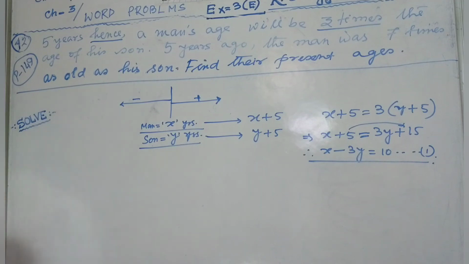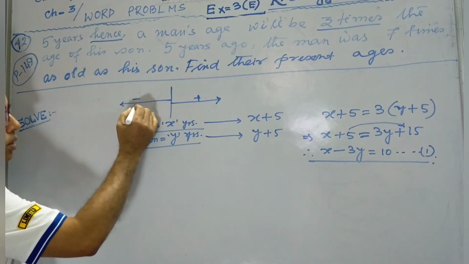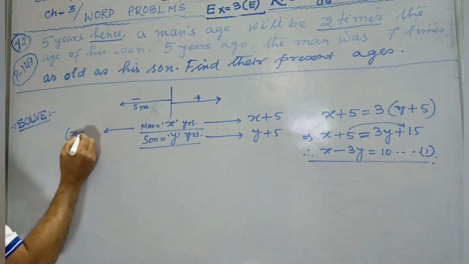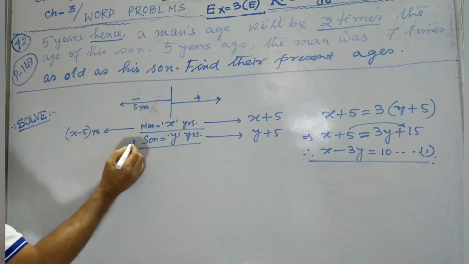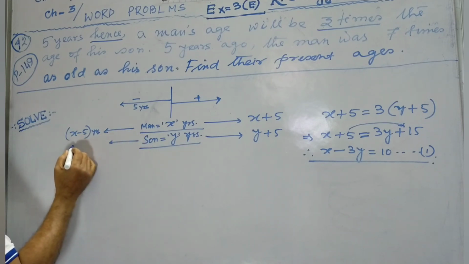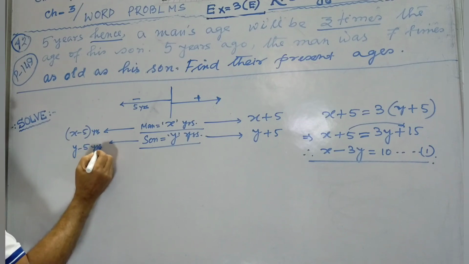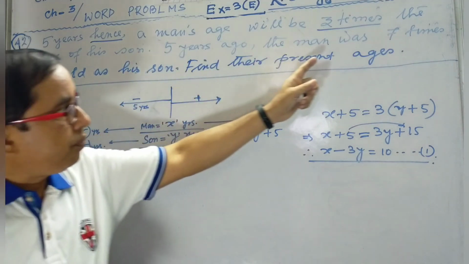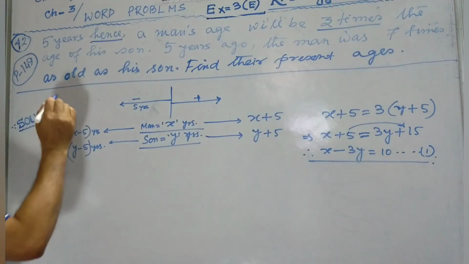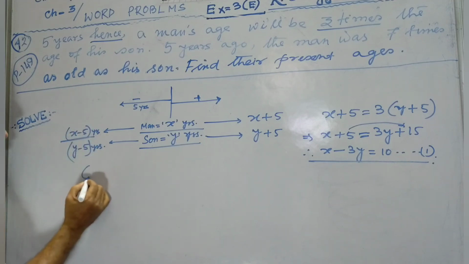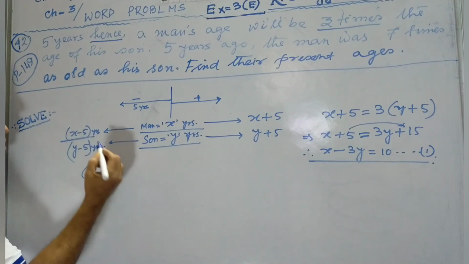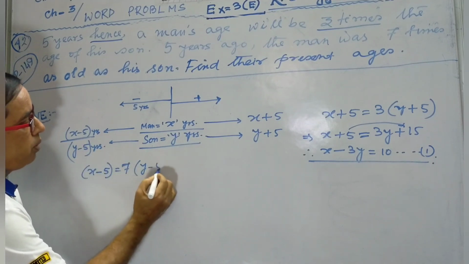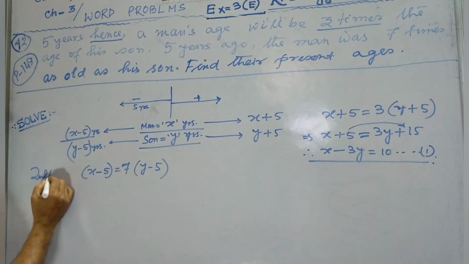Now come to this side. 5 years previous. In 5 years back, the age of the man was x minus 5 years. And at that time, the son was y minus 5 years. Is it clear? At that time, it is told that the father was 7 times that of the son. Father means this one. x minus 5 was 7 times 7 into son, that is y minus 5. This is the second condition.